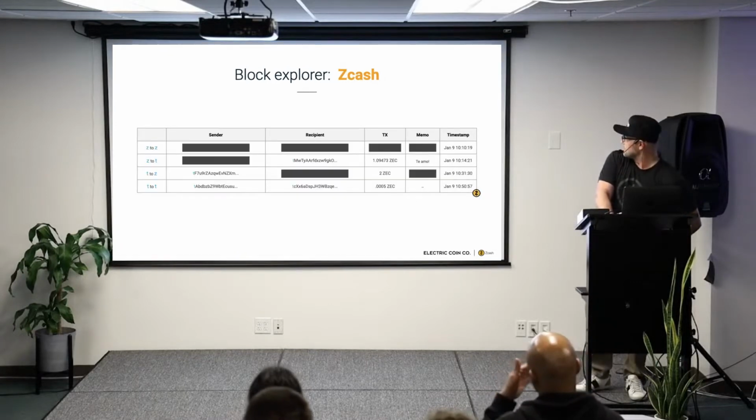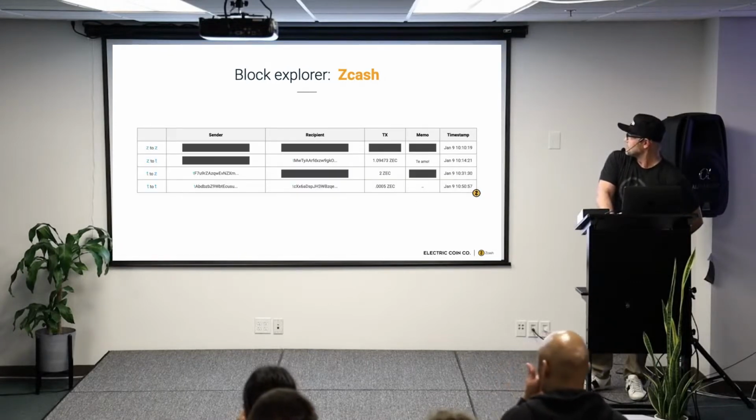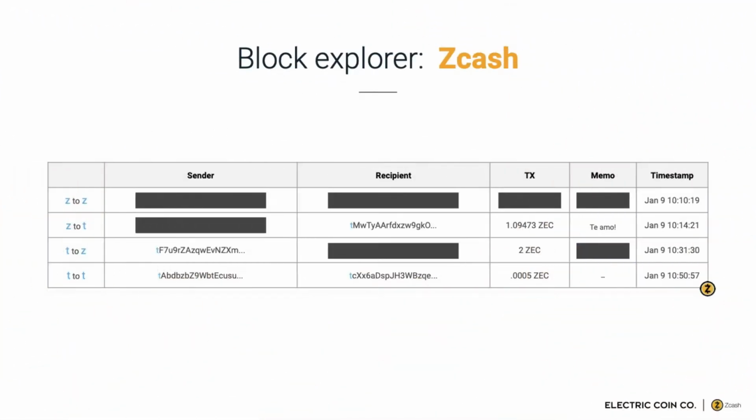Again, just as a quick reminder, this is what things look like on a block explorer with Bitcoin. This is kind of what it looks like with Zcash, depending on how you're using it. You can have everything from completely encrypted to disclosing some information about where it's being sent or how it's being received.